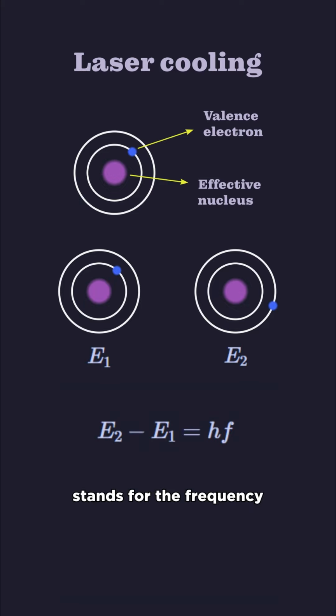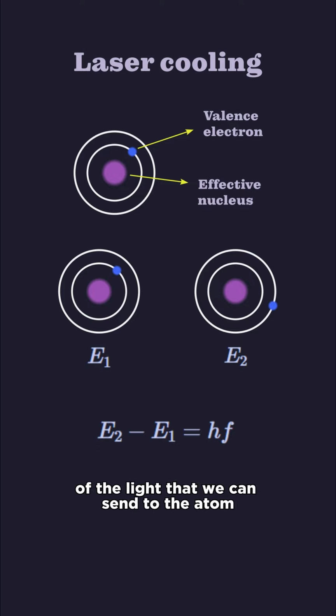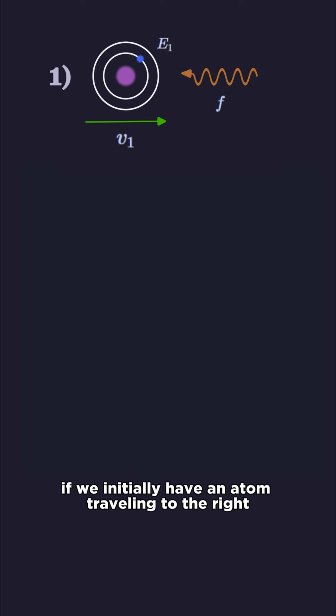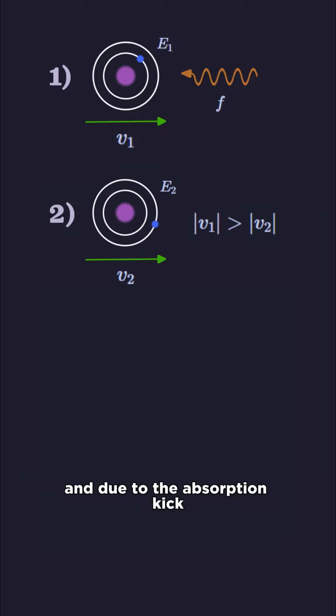Here f stands for the frequency of the light that we can send to the atom to excite the electron. Then if we initially have an atom traveling to the right at speed v1 and we send a photon with frequency f to the left, this photon is going to be absorbed, and due to the absorption kick, the recoil, the atom is going to slow down a little bit and it's going to end up with velocity v2, which is smaller than the initial one v1.